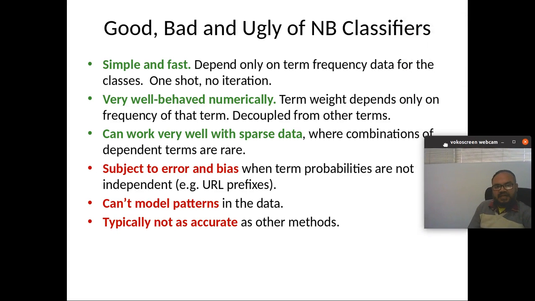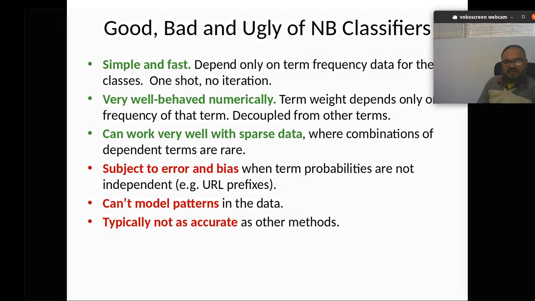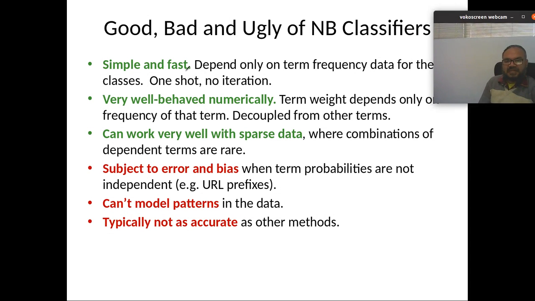The good, the bad, and the ugly of the naive Bayes classifier. The good thing about the naive Bayes classifier is that it's simple and it's fast. Simple, as it only depends on the term frequency data for the classes, and it's one shot. There are no iterations, so you just have to go through the data only once to have all the counts. It's very well behaved numerically. The term weight depends only on the frequency of that term, and it's decoupled from other terms. It can work very well with sparse data where combinations of dependent terms are rare.